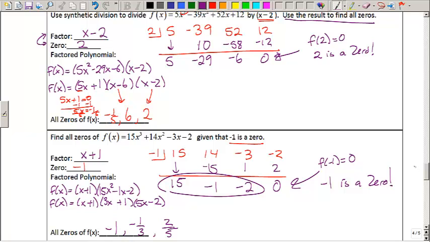So it doesn't matter if they give me a factor. I can find the zero and then find the rest of the zeros, or they could give me 1 zero and I could synthetically divide and find all the factors and all the zeros.